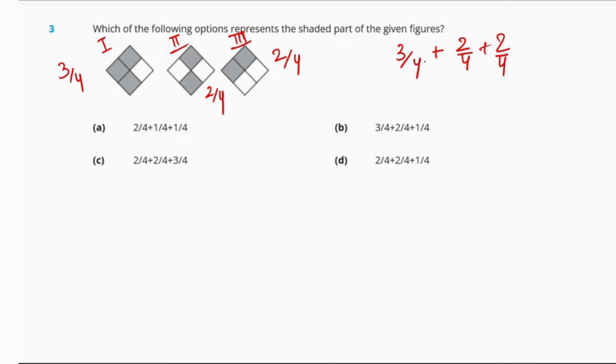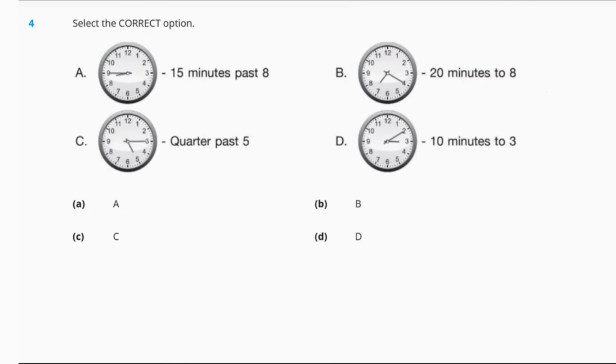Now, according to this operation, which of the following options is the right one? Okay, so this will be option C. Why? Because 2 by 4, then again 2 by 4, then plus 3 by 4, right? Now, next is question 4.